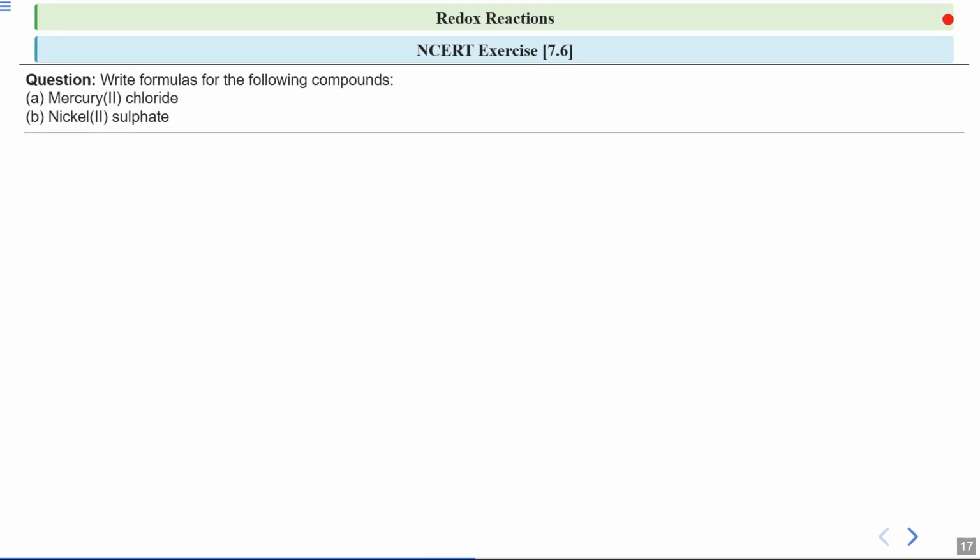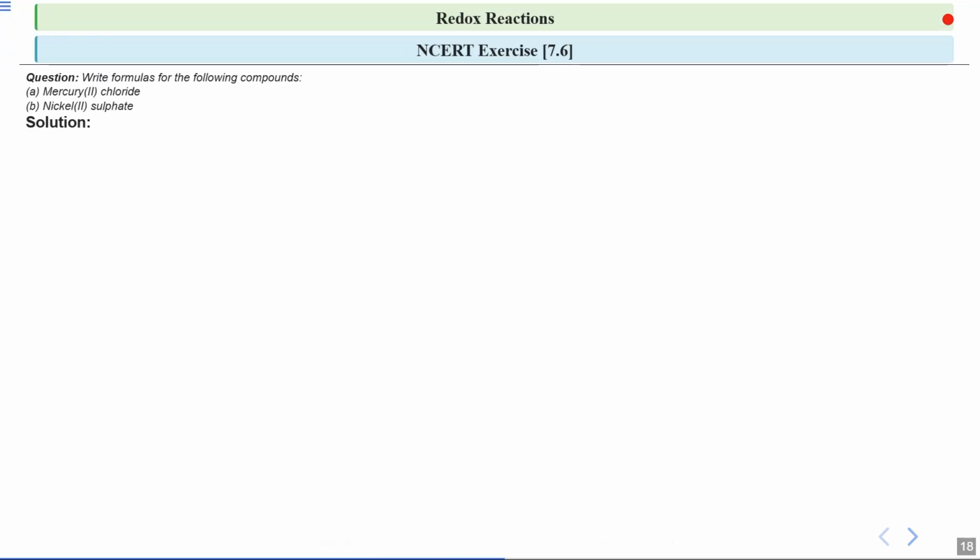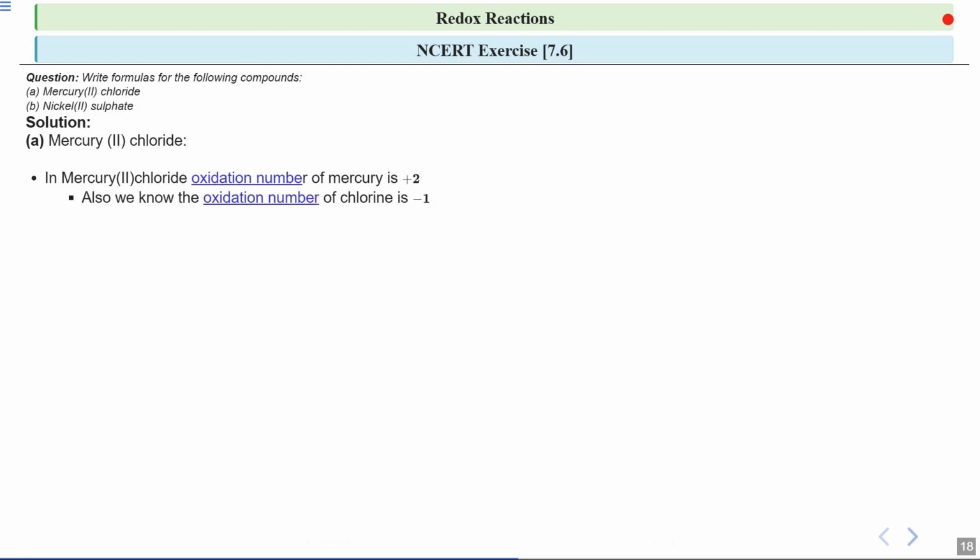Moving on to the next question, you have to write formulas for the following compounds. We have mercury(II) chloride and nickel(II) sulfate. How can we do it? It's very simple. We'll start with mercury(II) chloride. We can say that in mercury(II) chloride, the oxidation number of mercury is +2 because of the Roman numeral written after mercury, which is 2 in the bracket. Then conventionally, chlorine gets a -1 oxidation state, and we will take that same conventional value.